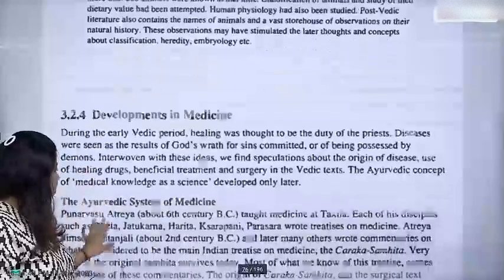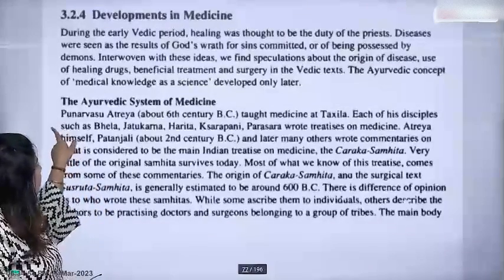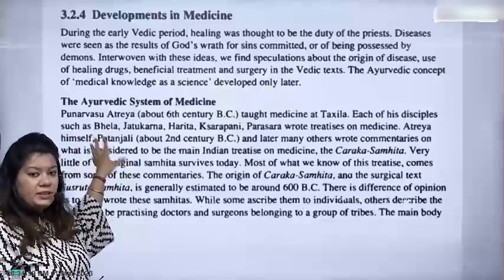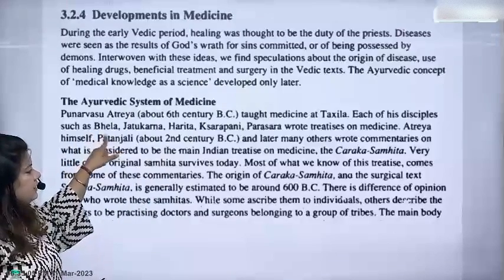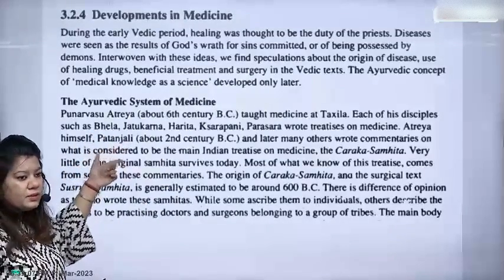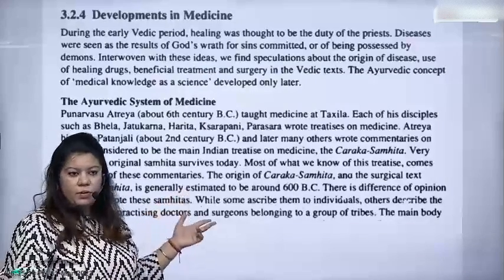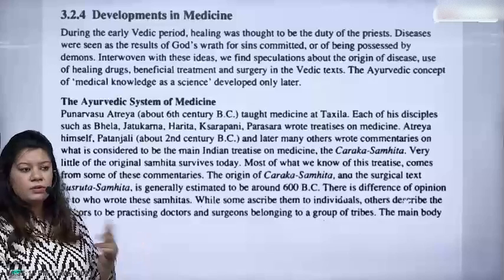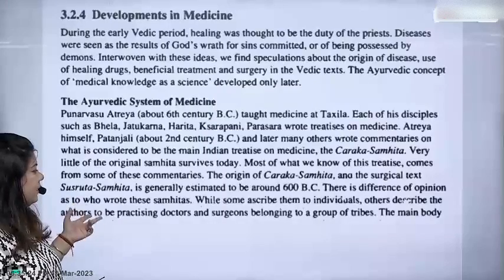Zoology also was known. This is the most important thing. So you have this text called Punarvasu Aitreya, which was, actually he was not a text, he was a teacher who taught medicine at Takshila University. You have names of certain teachers or scholars who wrote treatises on medicine, right? Charak Samhita is a very important text which is on surgery. Again, this has been spoken by our Honorable Prime Minister on many different occasions, right? So Shrut Samhita again is important.